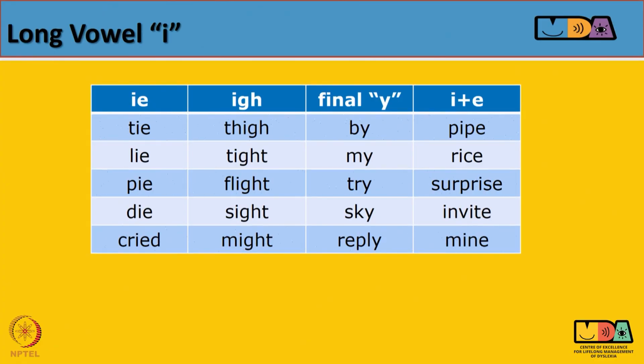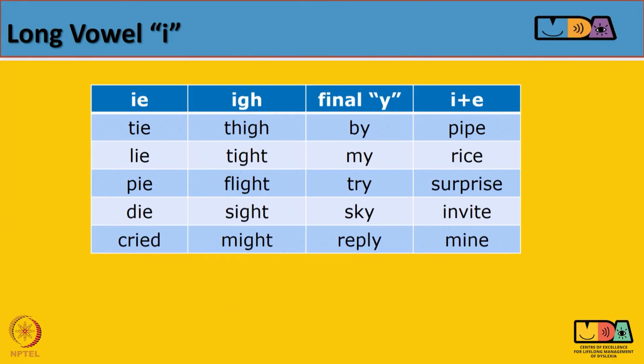The next row, long vowel I. When we have IE coming at the middle or at the end, it says I. IGH also says I. And finally, we all know that Y is a half vowel, and here in the long I sound, it denotes the sound of I coming at the final position. And of course, we have our magic E, I plus E. Let us see how it goes.